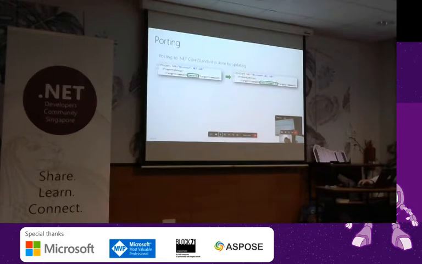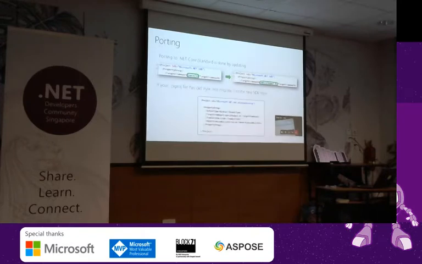If you have a project file and you would like to port over to .NET Core, it is easily done by just changing the target framework values. And if you have a project file that has not been touched or is in the old style, you have to first migrate it to the new SDK style. So this is how the old project file style looks like.